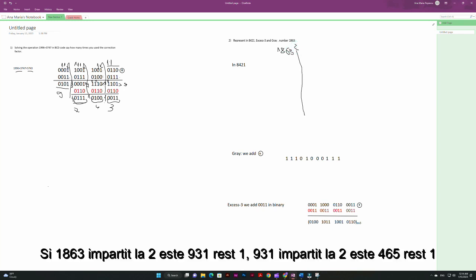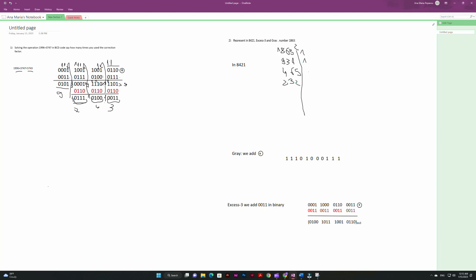1863 divided by 2 is 931, and the rest is 1. 931 divided by 2 is 465, rest 1. 465 divided by 2 is 232, rest 1. 232 divided by 2 is 116, rest 0. 116 divided by 2 is 58, rest 0. 58 divided by 2 is 29, rest 0. 29 divided by 2 is 14, rest 1.